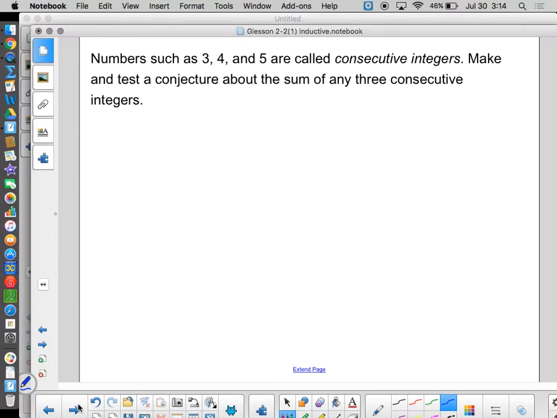Make and test a conjecture about the sum of any three consecutive integers. The sum of three consecutive integers. Well, let's start with the three easiest ones. 1, 2, and 3 are consecutive integers. If I add them up, I get 6. Okay. Let's try another one. Let's do 3, 4, and 5. 3 plus 4 plus 5. 7, that's 12. How about 9, 10, and 11?